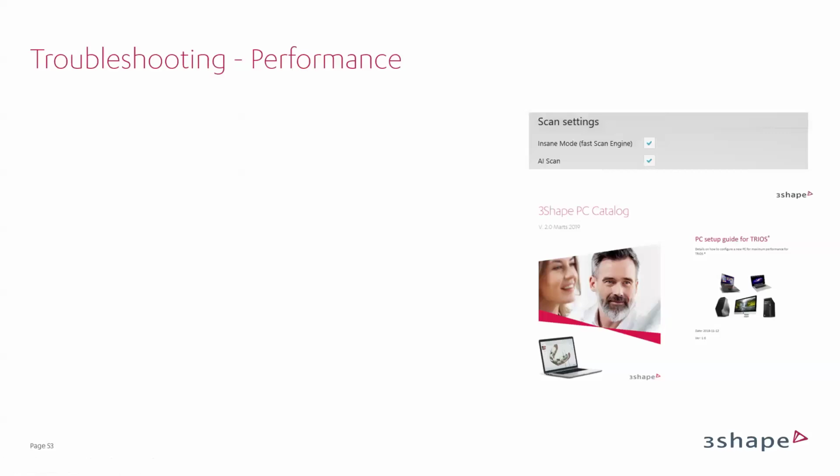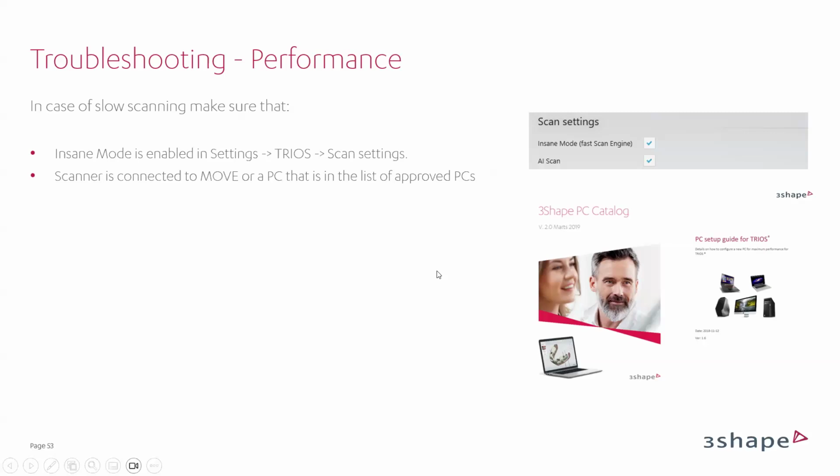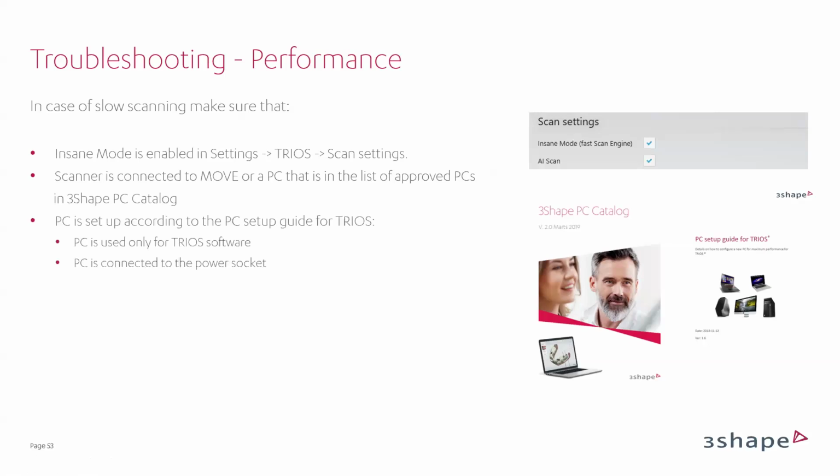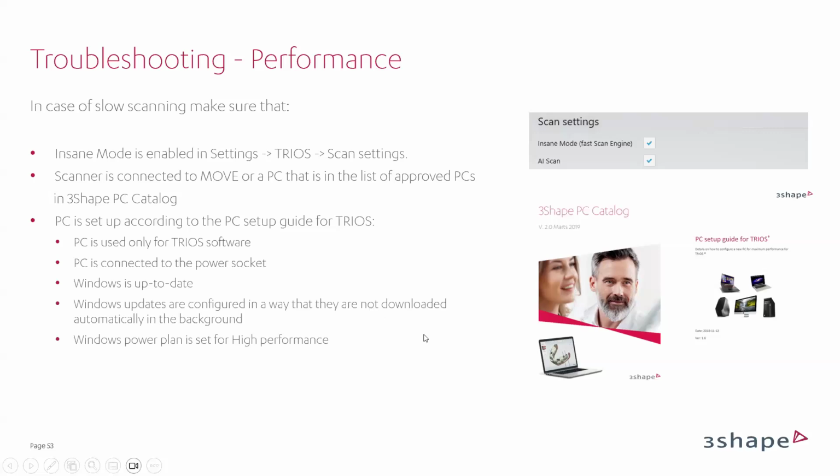Troubleshooting performance is also mentioned. In case of slow scanning, make sure that the insane mode is enabled in the Trios scanning settings. Also check that the scanner is connected to the Move or PC and that it is in the list of approved PCs, in the 3Shape PC catalog. Also check that the PC is set up according to the PC setup guide for Trios, or the basic setup that we mentioned previously in the first session. You should also check that the PC is used only for the Trios software, that it is connected to the power socket, and that Windows is up to date.